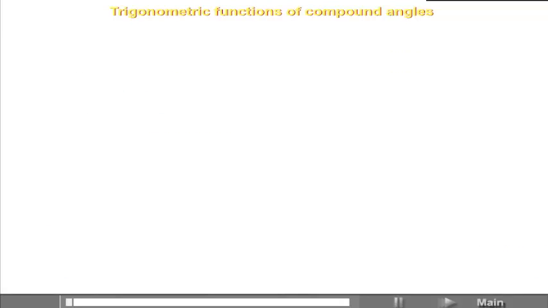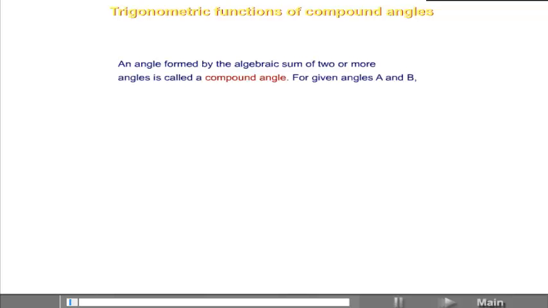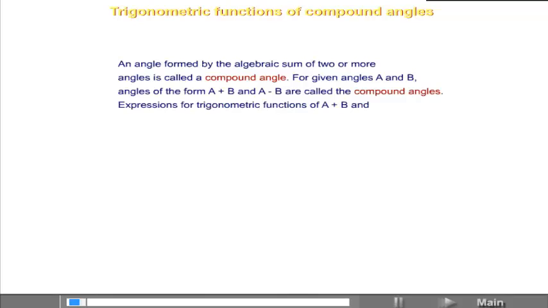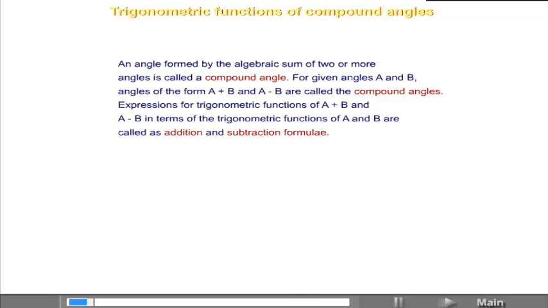Trigonometric functions of compound angles. An angle formed by the algebraic sum of two or more angles is called a compound angle. For given angles A and B, angles of the form A plus B and A minus B are called compound angles. Expressions for trigonometric functions of A plus B and A minus B in terms of the trigonometric functions of A and B are called addition and subtraction formulae.